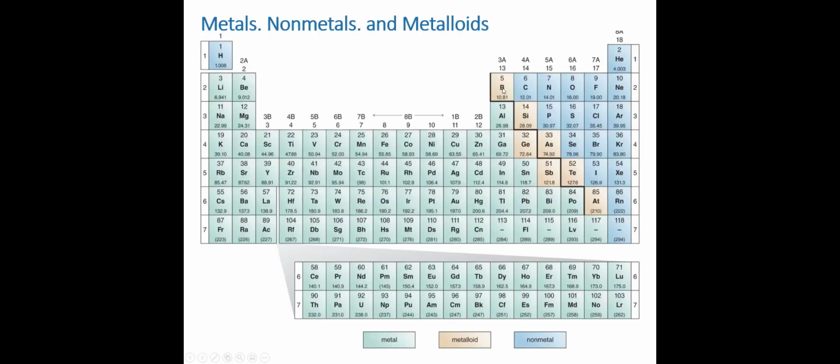One element then does seem to be missing here, because you might notice that essentially all the elements on the left or the right side of that stair-step line are going to be categorized as metalloids. Well, aluminum. Aluminum is most definitely a metal. So even though we can usually just look at the periodic table and compare it to their positions on that line, aluminum is definitely not going to be classified as a metalloid.